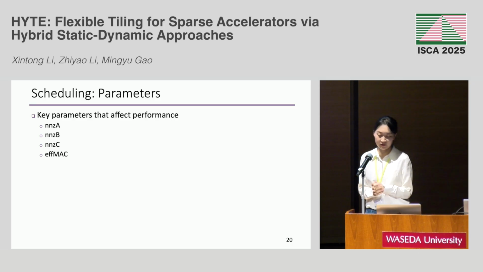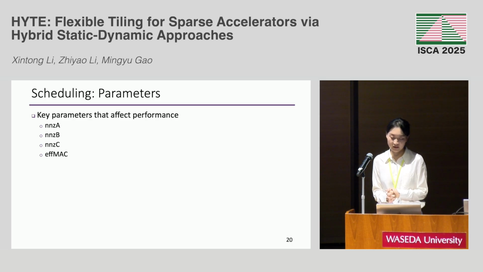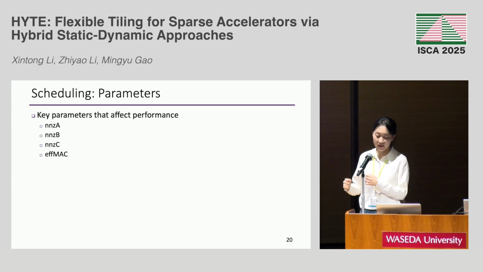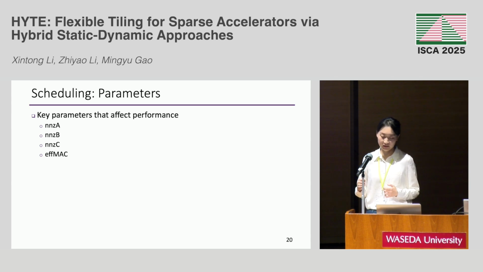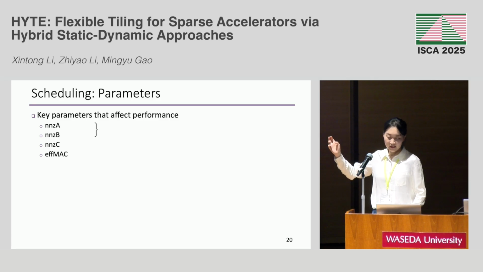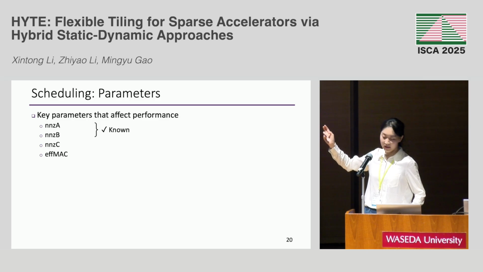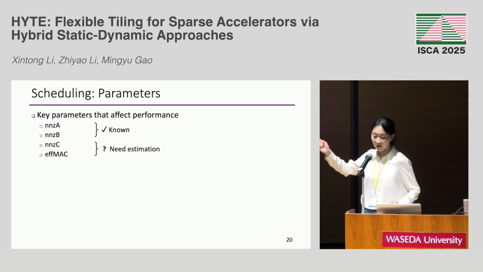Unlike dense computations, optimized sparse computation depends not just on the tensor shape. Since zero elements are skipped, the memory performance is determined by the number of non-zeros, NZs, in tensors A, B, and C. And total computation is based on the effective MAC. Well, NZ A and B are already known. NZ C and effective MAC are unknown until the computation.